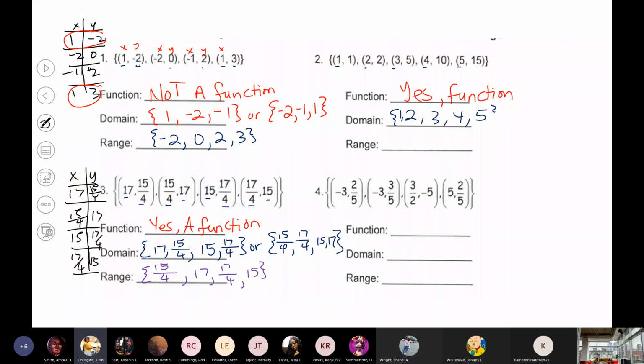I have a question. Will we do this on the graph too as well? Yeah.